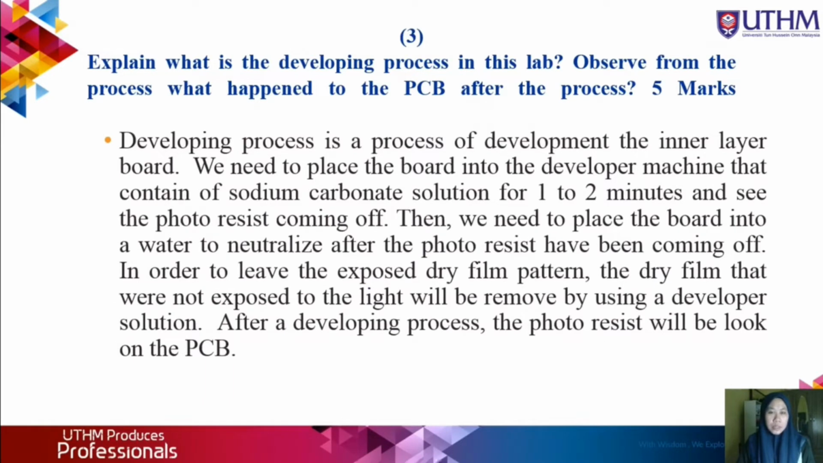The developing process is a process of developing the inner layer board. We need to place the board into the developer machine that contains sodium carbonate solution for 1 to 2 minutes and see the photoresist coming off. Then we need to place the board into water to neutralize after the photoresist has come off. The dry film not exposed to the light will be removed by the developer solution. After the developing process, the photoresist will remain on the PCB.